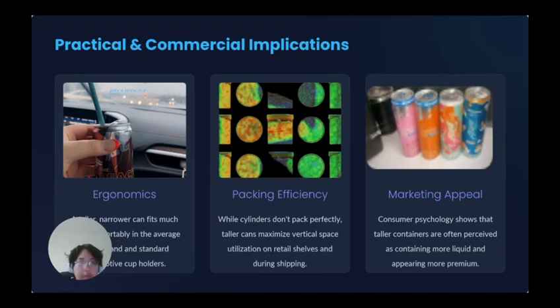Third, we have to think about packing and shipping. Cylinders don't pack perfectly together. There is always some empty space between them. However, a taller can makes better use of vertical space. On retail shelves and in shipping boxes, height matters. By making the can taller, companies can pack more product into the same volume. This saves money on transportation and shelf space.